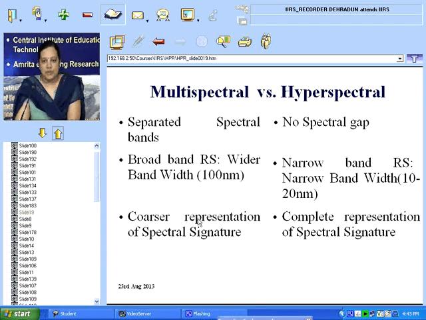Then broadband remote sensing, as we saw previously, has a wider bandwidth, of the order of 100 nanometers, whereas hyperspectral remote sensing has a narrow bandwidth of 10 to 20 nanometers. Multispectral sensors represent the spectral signature in a coarse manner because there are gaps in between, and the observation interval is very broad, whereas hyperspectral sensors completely represent the spectral signature. The signature matches the reference spectra.